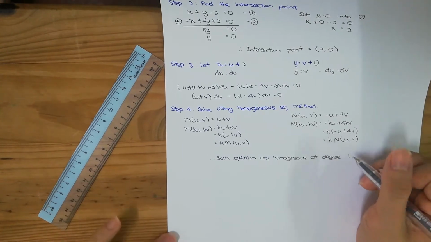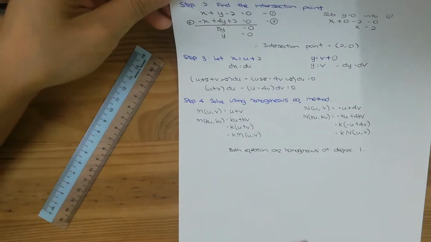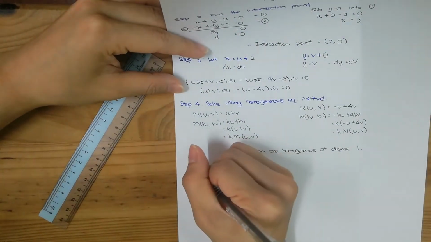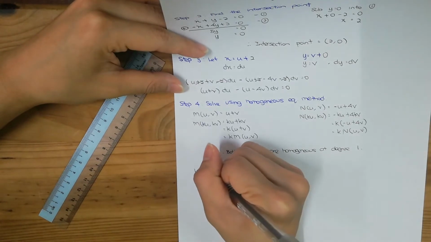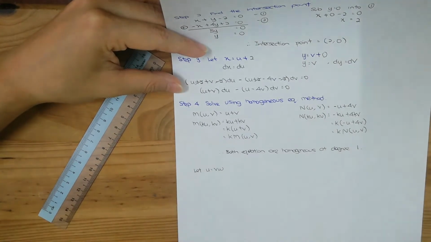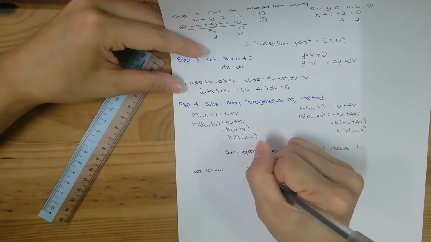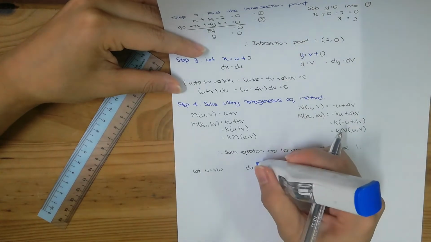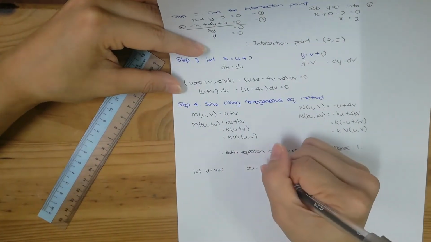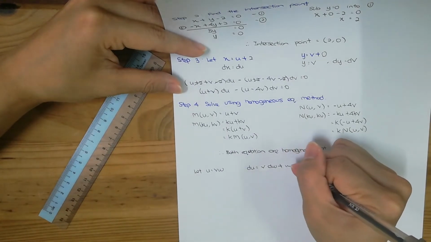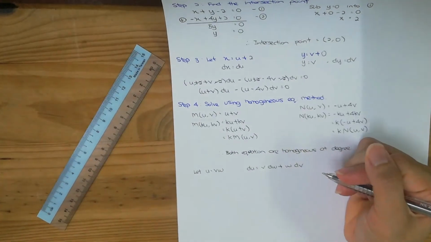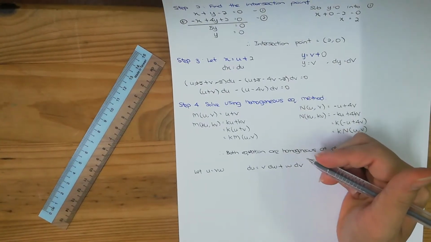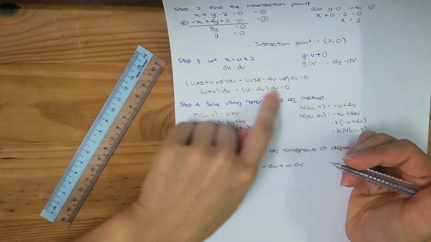So now we proceed to the homogeneous method, which is let u equal to vw. So our du will be v dw plus w dv. Alright, so now we just have to substitute it inside the new equation here.